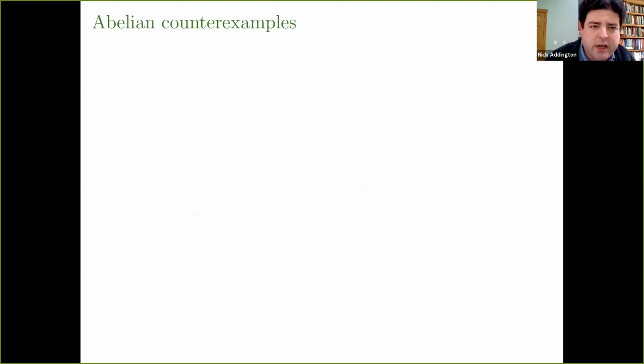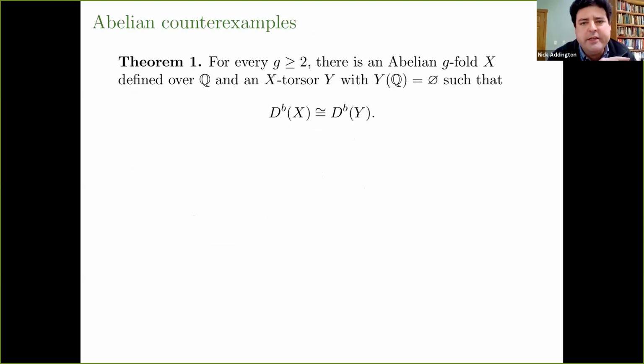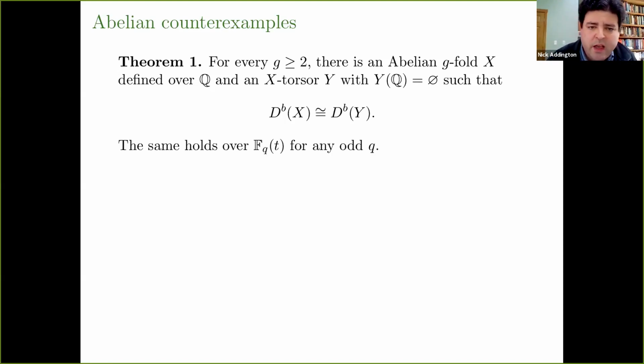So first, we're going to have some abelian counterexamples. So you can't do it with elliptic curves, with genus one curves, but in every higher dimension, you can get, say, an abelian surface over Q and a non-trivial torsor over it, so no rational points, and a derived equivalence between them. And the same is true over function fields.